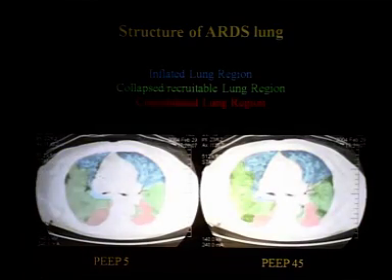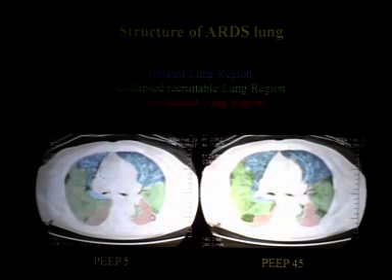And this, in red, if you can read it here, are the regions that never open, even at 45 centimeters of pressure. In green, I put the regions which are more or less recruitable, so closed at 5, but open up at 45, and in blue are the regions always open. Okay? This is the structure of an ARDS lung, which you may identify. Open lung, openable lung, and not openable lung. Consolidated, recruitable, open.